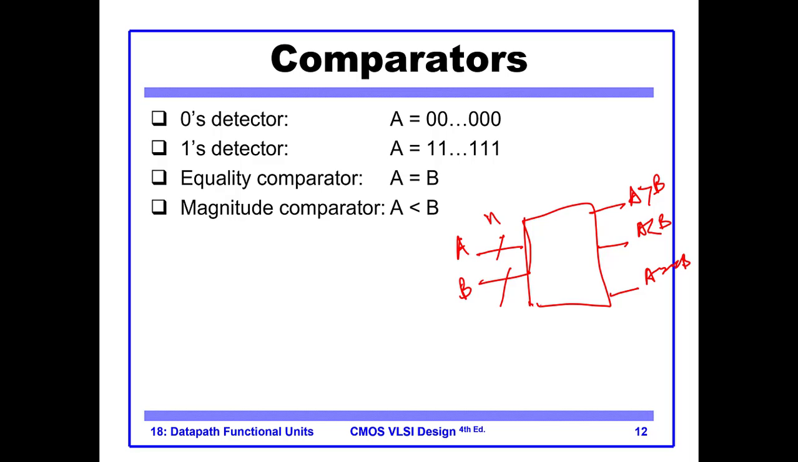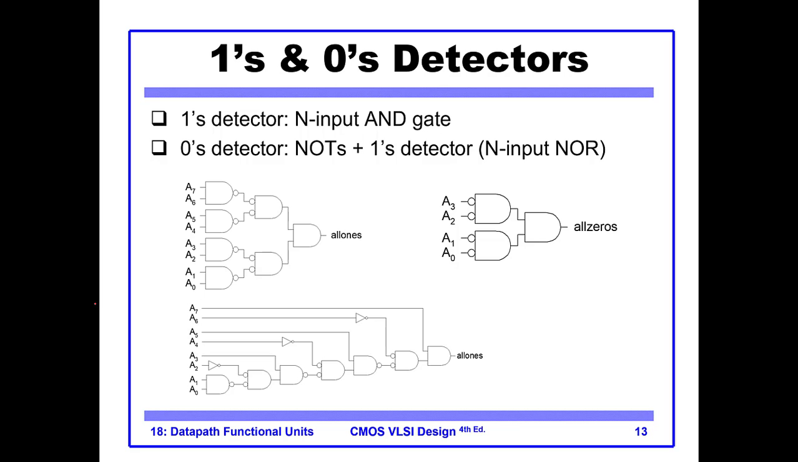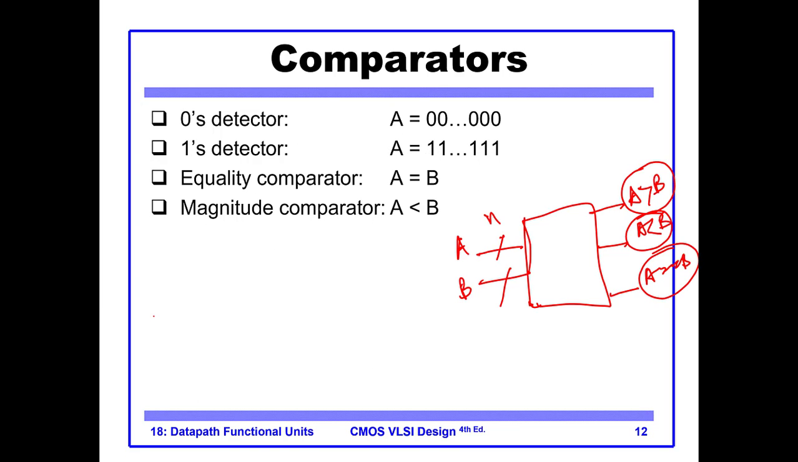So a comparator is a combinational logic that can tell you if A is greater than B, so this output will be 1. If A is less than B, this output will be 1. And if A is equal to B, this output will be 1. Okay. So you can design the comparator using the truth table approach.